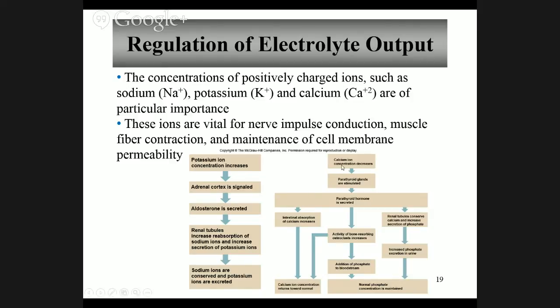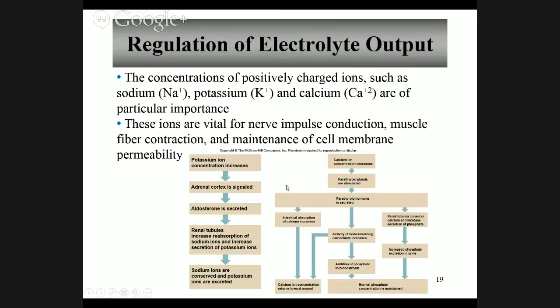If calcium ion concentration decreases, then the parathyroid glands are stimulated, parathyroid hormone is secreted, activity of bone resorbing osteoclasts increases, and then that calcium's used up so that your concentration returns to normal. Or the intestinal absorption of calcium increases, and then the calcium returns to normal. Or renal tubules conserve calcium, increase secretion of phosphate. That increased phosphate is excreted in urine, and normal phosphate concentration is maintained.